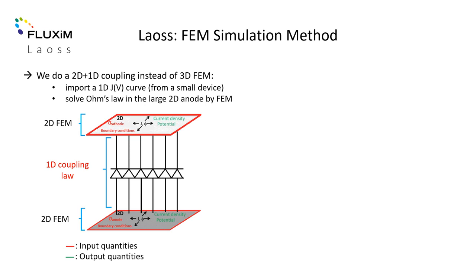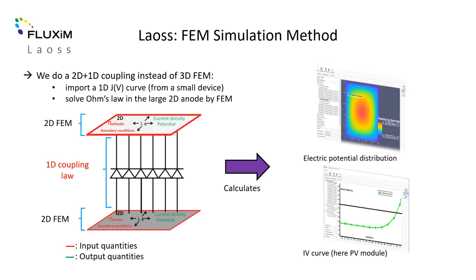Overall, this 2+1D approach mimics very well the 3-dimensional nature of real applications and is computationally much more efficient than a full 3D treatment. Laoss automatically runs a meshing and solves the partial differential equations for the system. As an output, the user directly obtains electrical potential distributions, IV curves of the device, and much more.